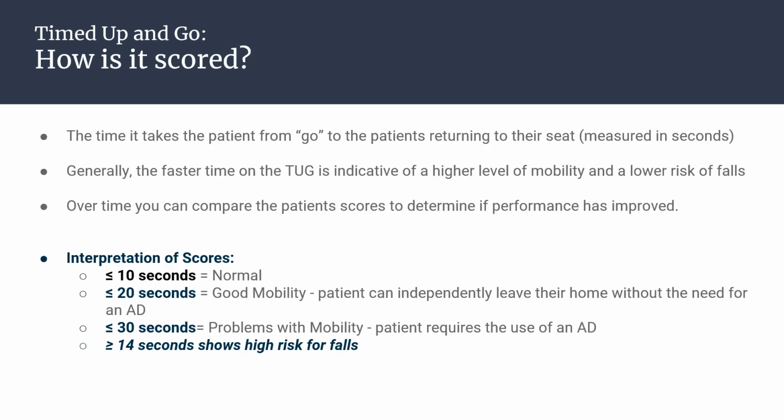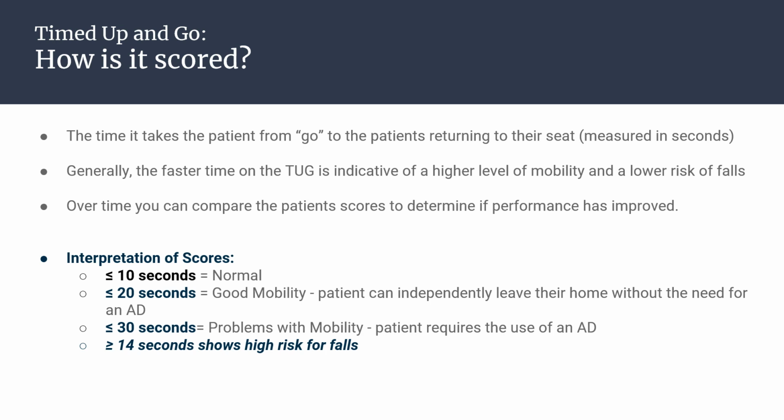So how is it scored? The time it takes the patient from go to the patient returning to their seat is measured in seconds. Generally, a faster time on the TUG is indicative of a higher level of mobility and a lower risk of falls. Over time, you can compare the patient's score to determine if performance has improved.